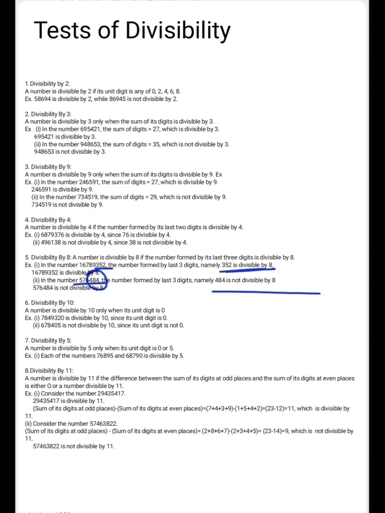So we can say that the entire number will not be divisible by 8. Next, the case of 10, which is a simple case. If the units place of the entire number contains 0, then we can say it is divisible by 10.